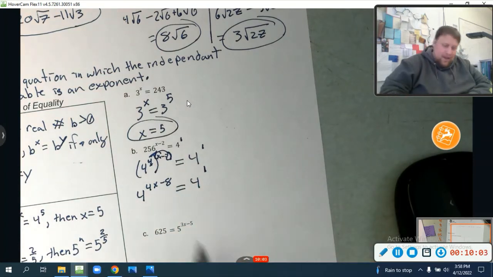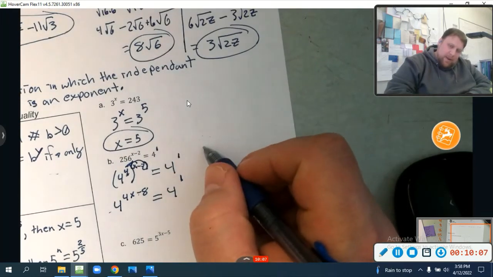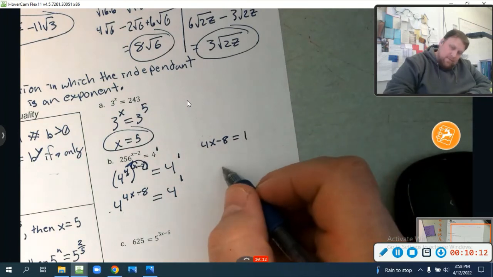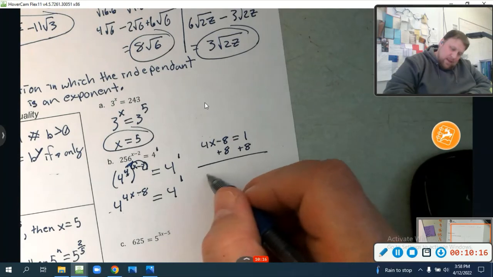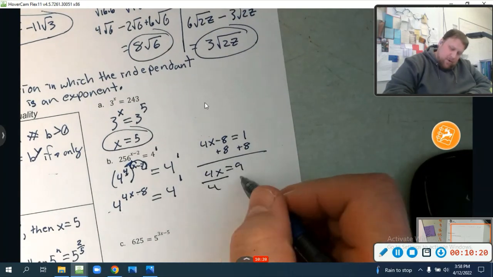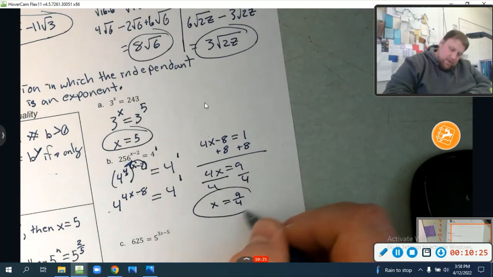Now that I have the same bases, I'm going to set the tops equal. So I'm going to have 4x minus 8 equals 1. I'm going to add 8 to both sides. I'm going to have 4x equals 9. Divide both sides by 4, and I get that x equals 9/4. And that's it.